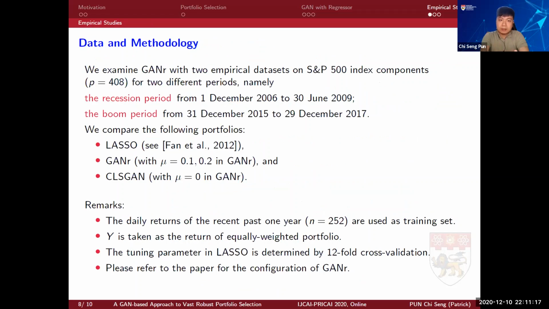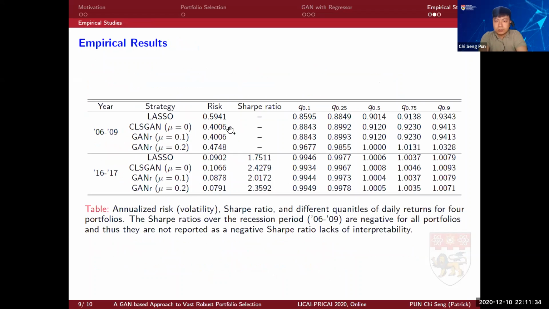So we have examined our GAN-R with real data. So we compare it with the benchmark. GAN-R is what we propose. CLS-GAN is a very special case of GAN-R, and CLS-GAN stands for the conditional least squares GAN. So the conclusion is that the GAN-R is a robust portfolio, can provide robust performance, especially in the lower quantiles. It can outperform the benchmark and perform very well.